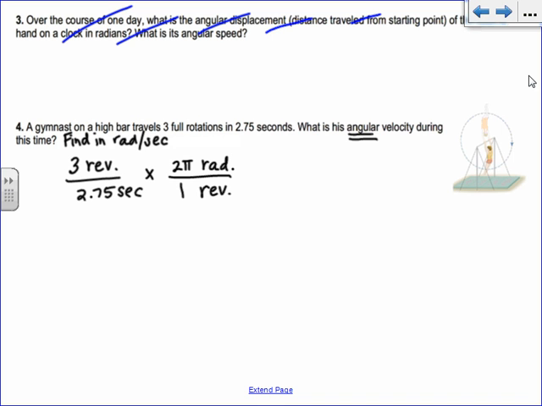What if I wanted degrees? What would I use instead? 360 degrees for 1 revolution, right? So we multiply. So we have 3 times 2 pi, divided by 2.75. So it's 2.18 repeating pi. But if I go ahead and multiply the pi in, since it's already a decimal, I get 6.854 radians per second. It's pretty fast.